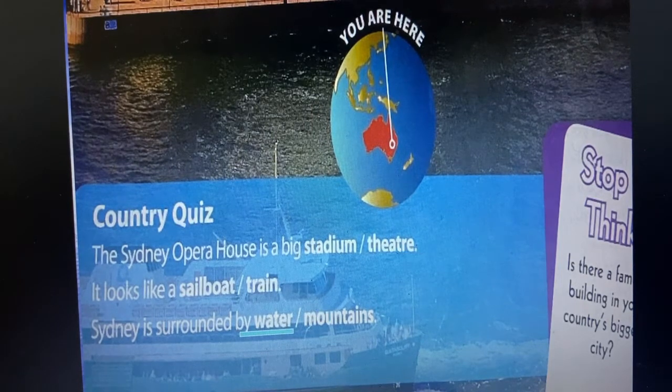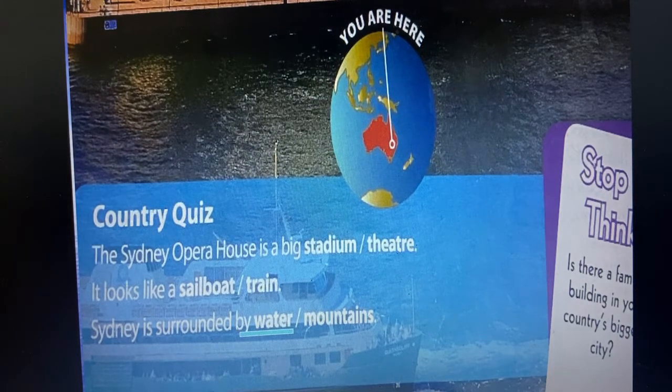So let's repeat them one more time. Sydney Opera House is a big theater. It looks like a sailboat. Sydney is surrounded by water. Now, after we discussed Sydney Opera House, did the country quiz and watched a short video, our stop in this unit is in Australia.